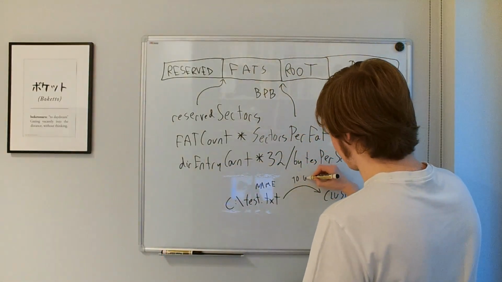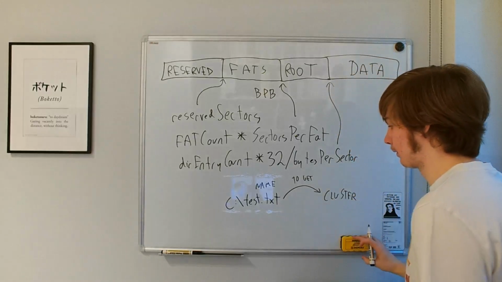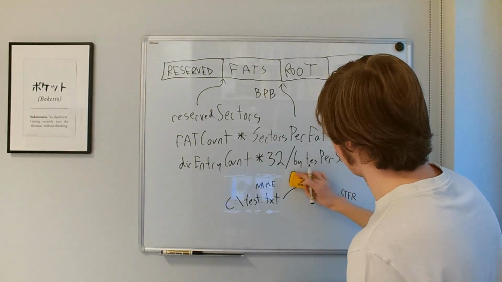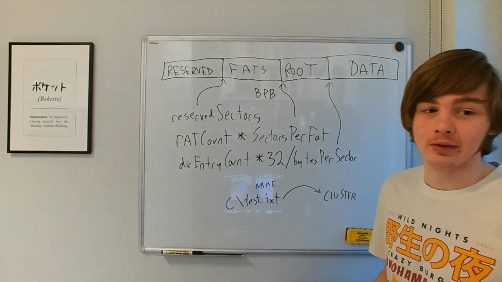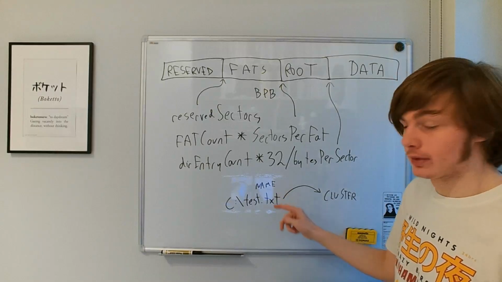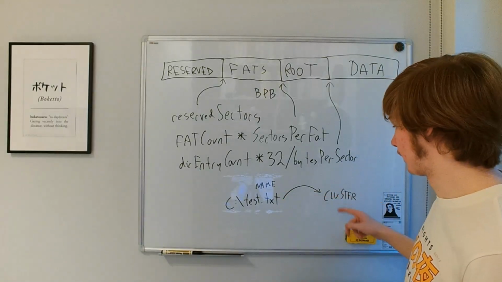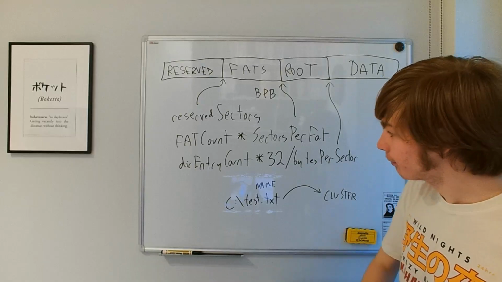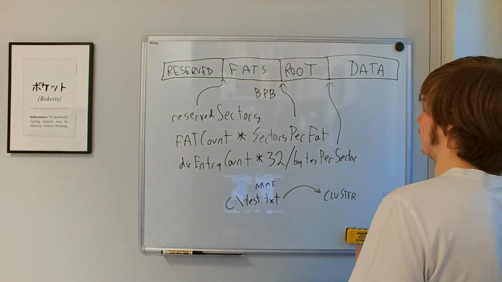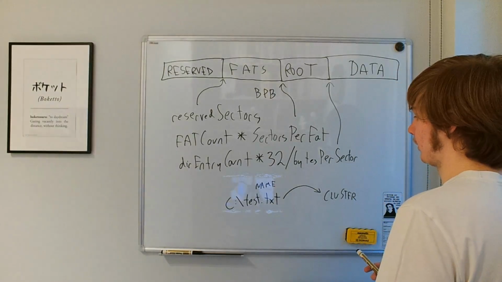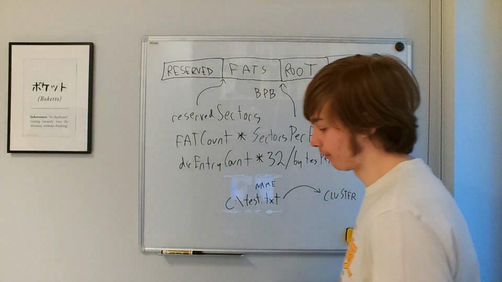To get, actually, let's just leave it as an ambiguous arrow. So you have this name, and you're trying to get the cluster ID. And once you have a cluster, this gives you information about where you can start reading the data.